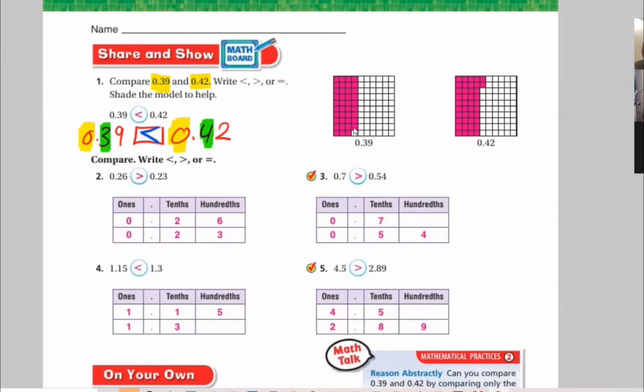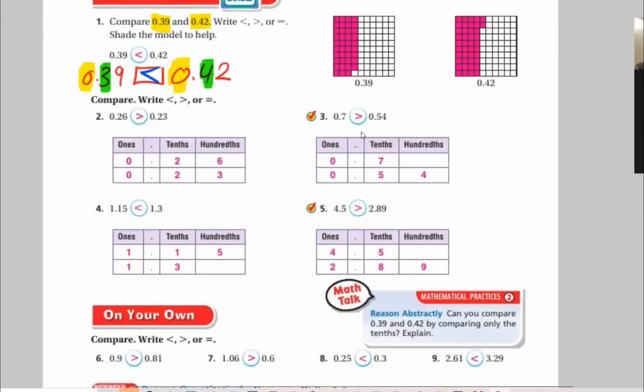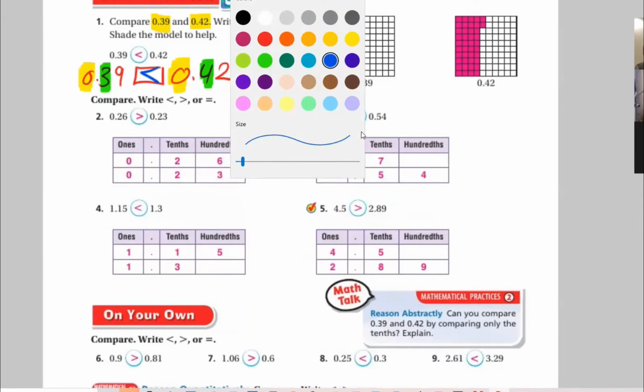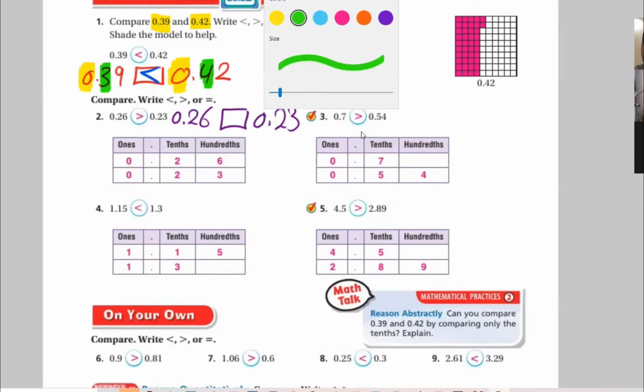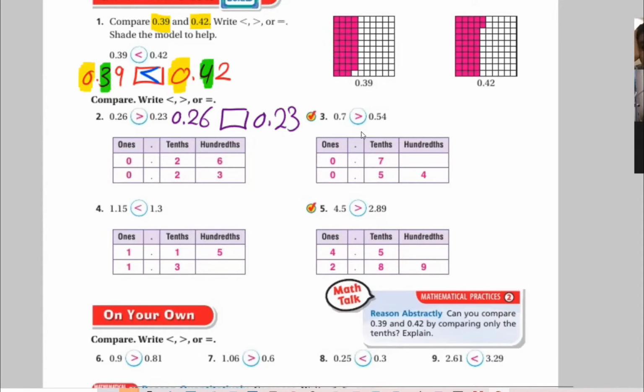Yes. Okay, the next one. Compare 0.26 and 0.23. Let's rewrite it here: 0.26 greater than or smaller than 0.23. The first thing we will see is the whole number.